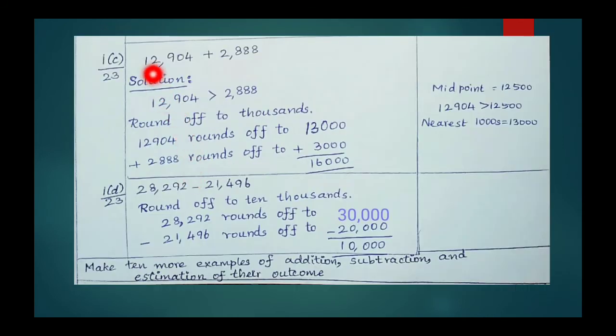Problem number 1C from page number 23. 12,904 plus 2,808. These two numbers have ones digit, tens digit, hundreds digit and thousands digit in common. Okay, so let us round off to thousands. 12,904 is greater than 2,808.